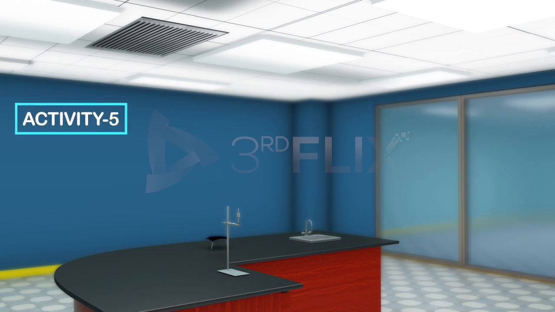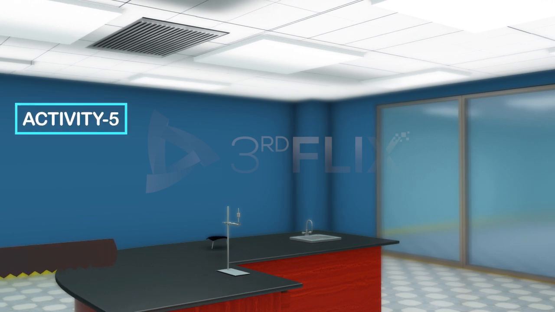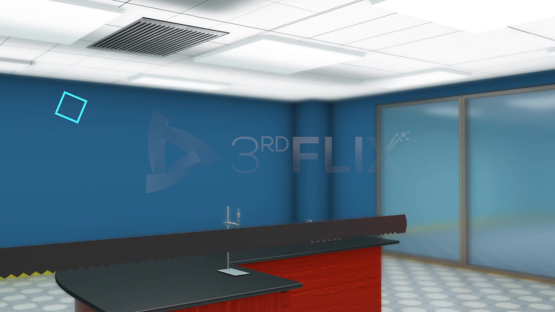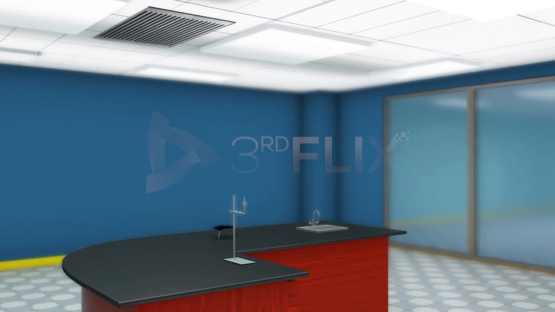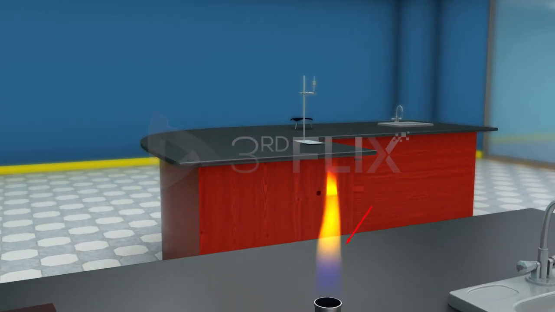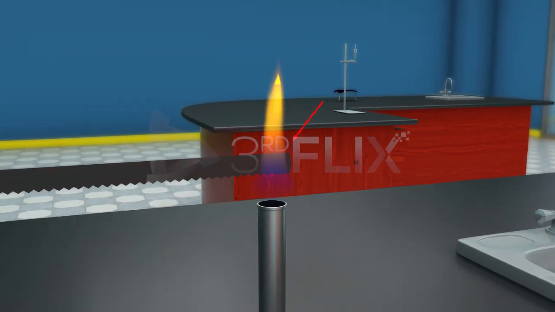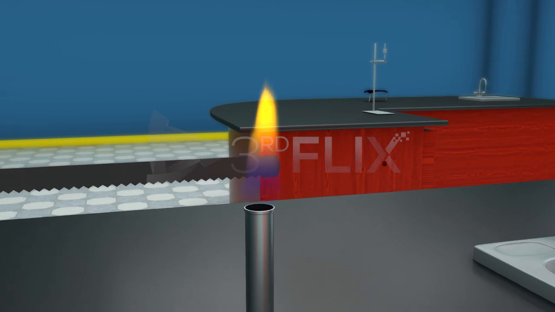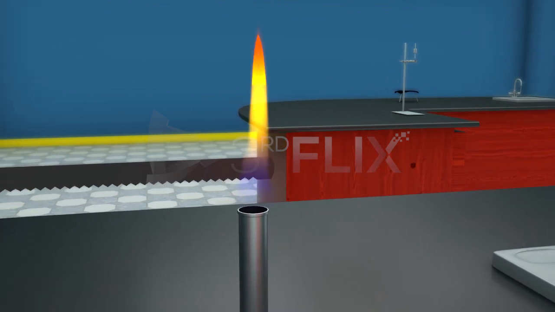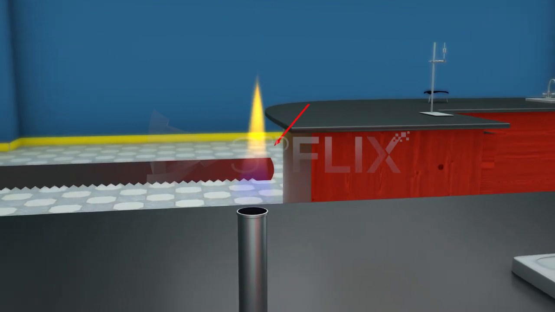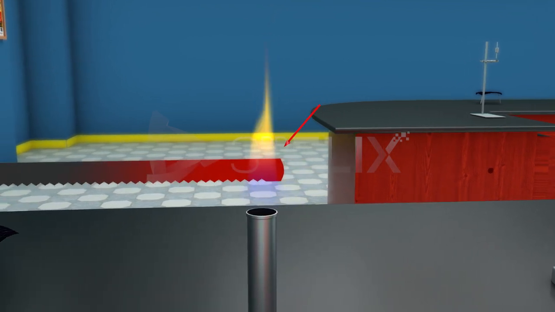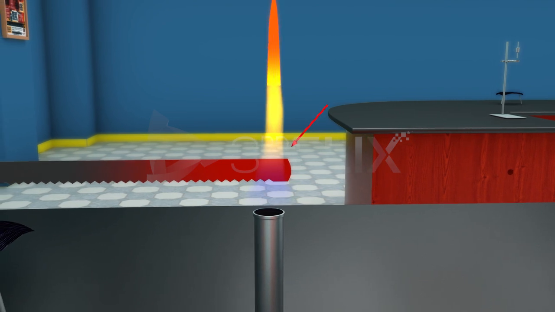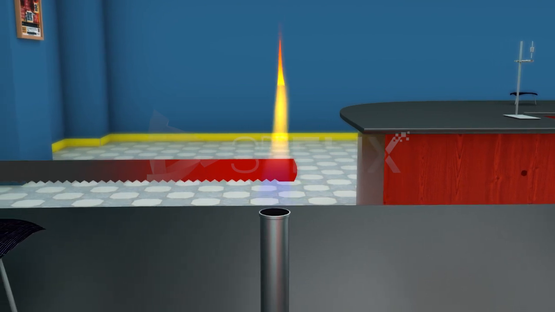Activity 5. Take a used hacksaw blade and hold it with a pair of tongs. Keep the tip of the free end of the blade on the gas stove. Wait for a few minutes. Does the color of the tip of the blade change? Yes, the tip of the blade slowly turns red hot.